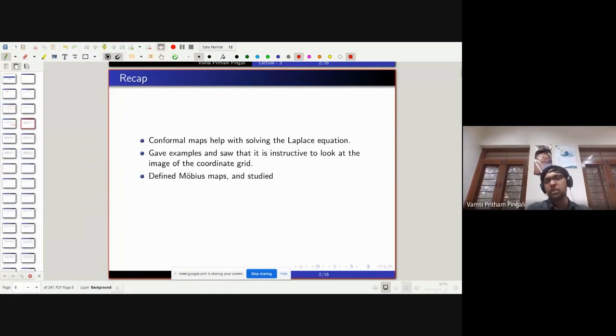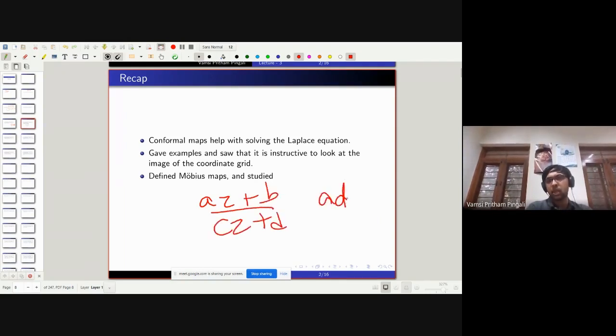We defined Mobius maps. Mobius maps are simply these kinds of maps where A, B, C, D are complex numbers such that AD minus BC is not 0. Now, Mobius maps are indeed one-to-one. They are conformal maps. In fact, they take the Riemann sphere to itself.